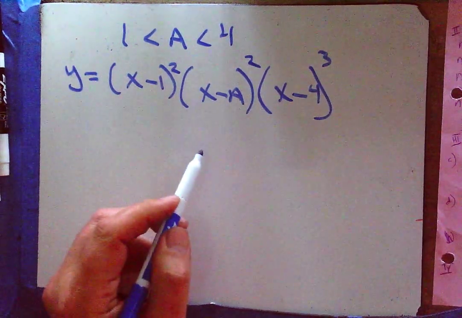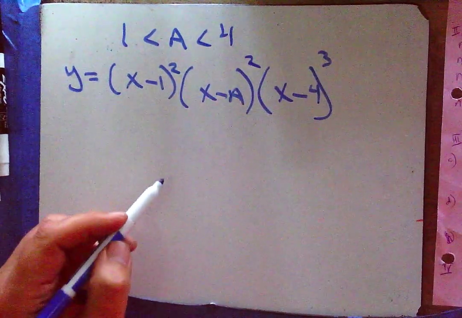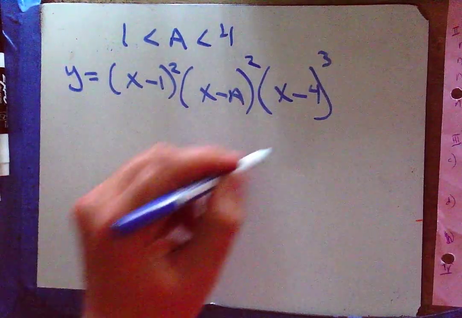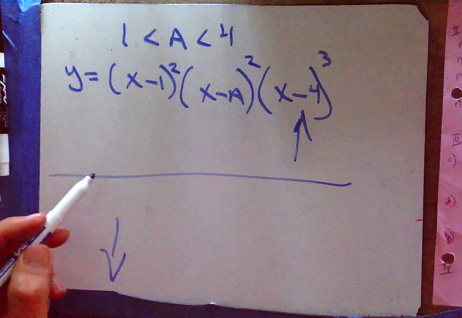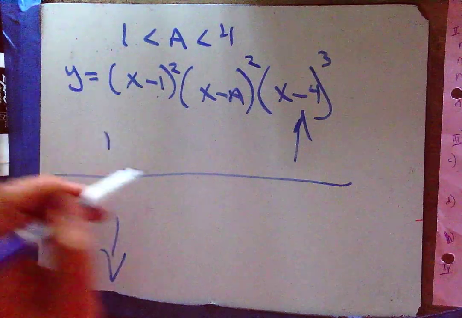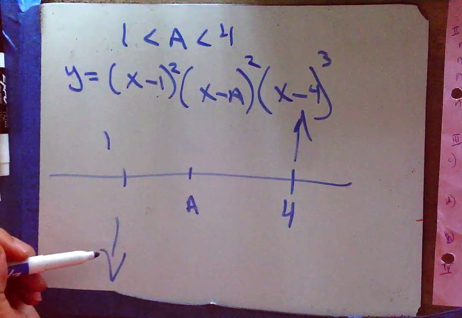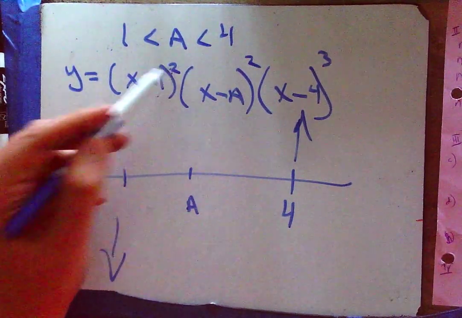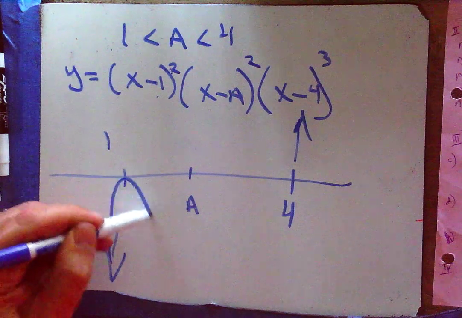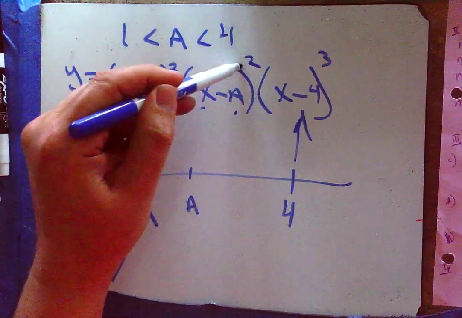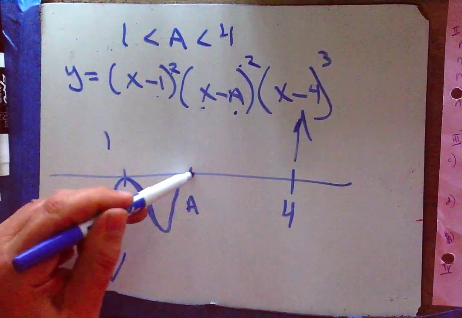All right, welcome back. 7th degree polynomial with a positive leading coefficient. There's the end behavior. I have zeros at 1, at a, and at 4. What am I doing at 1? I'm bouncing because of the even multiplicity. What am I doing at a? I'm bouncing because of the even multiplicity.